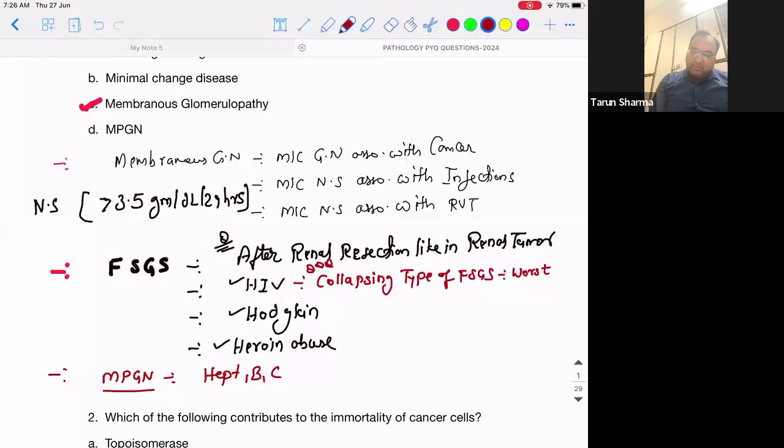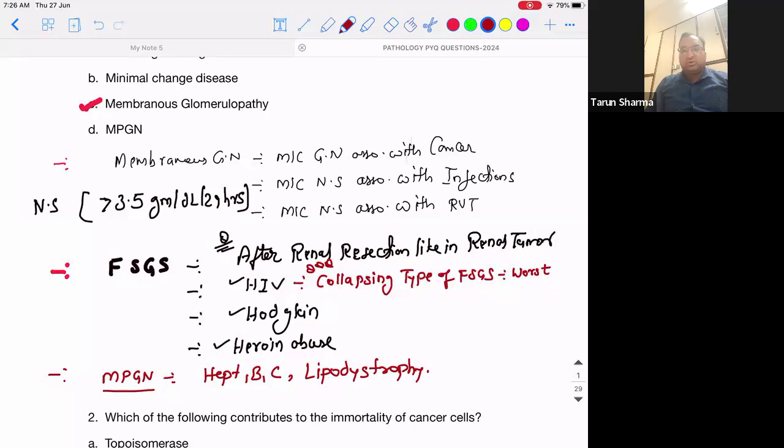One more condition where MPGN is commonly seen is called lipodystrophy. So this is again an important condition which is associated with MPGN. These are a few important secondary causes. What are they called? They are called secondary causes.